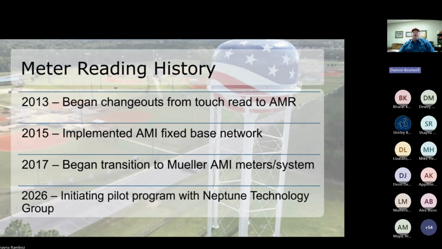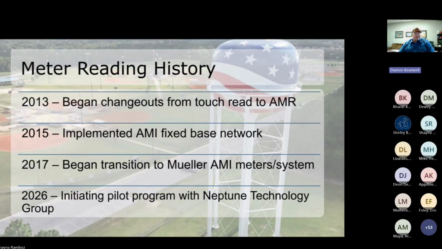I didn't put this bullet on there, but we swapped from a manual read to a touch read back in the early 90s. We used touch read for basically a couple decades probably. Then in 2013, we began change outs from touch read to an AMR, a drive-by type system. After changing out roughly half of our system in 2015, we decided to go ahead and convert from an AMR to an AMI, fixed base network.